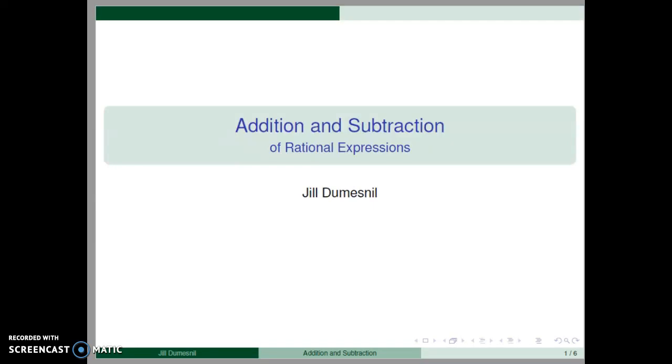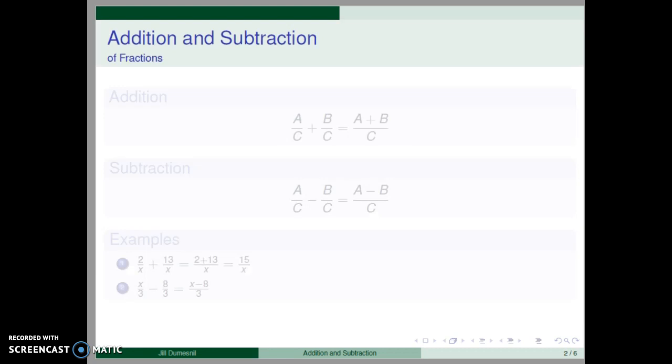This video explains addition and subtraction of rational expressions. It's helpful to review similar and familiar concepts of fraction addition and multiplication. Recall that to add fractions with common denominators, we add the numerators and keep the common denominator.